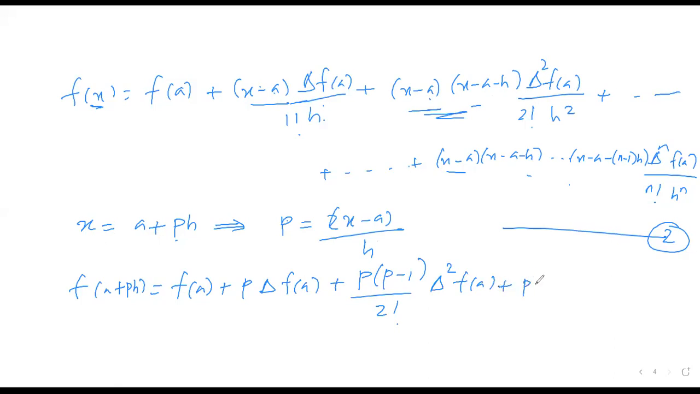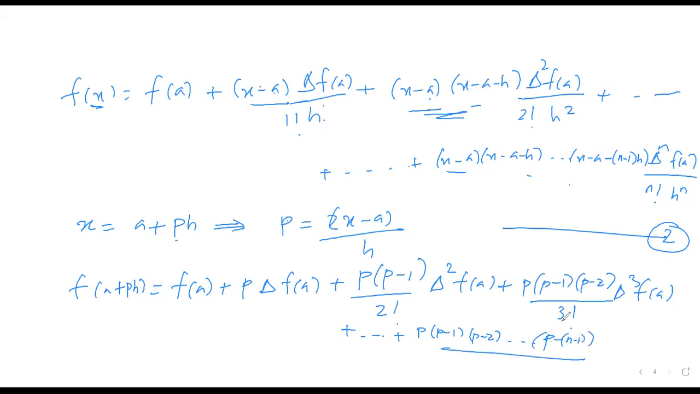The next term will be p into p minus 1 into p minus 2 divided by 3 factorial delta cube fa. Likewise, our nth term will be p, p minus 1, p minus 2, up to, see, for the third one I need to go up to 2, so here I need to go up to n minus 1, divided by n factorial and delta n of f of a. So this is our third equation. See whether it is correct.